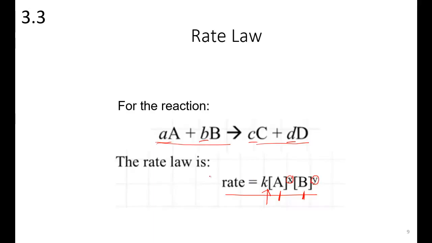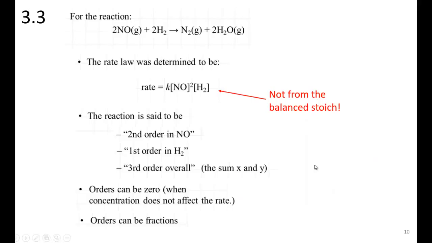A couple of really important things to notice here: the rate law only has reactants. It does not have products like equilibrium expressions do. And these x's and y's, these exponents, do not come from the coefficients of the balanced equation, which is why we call them x and y and not a and b.